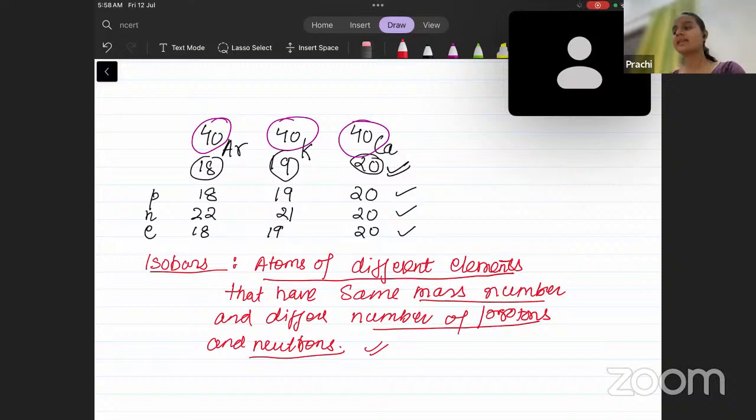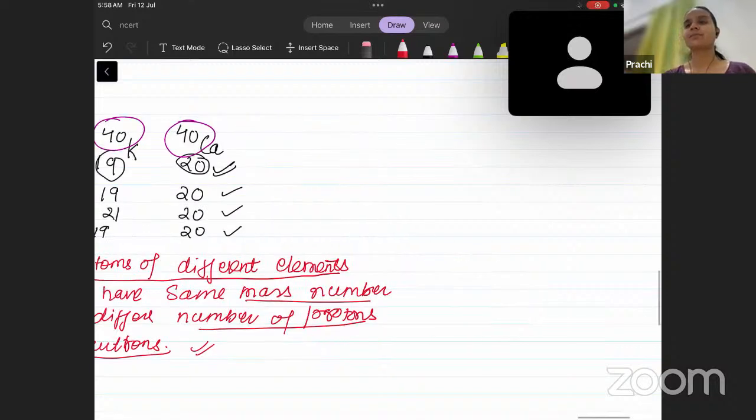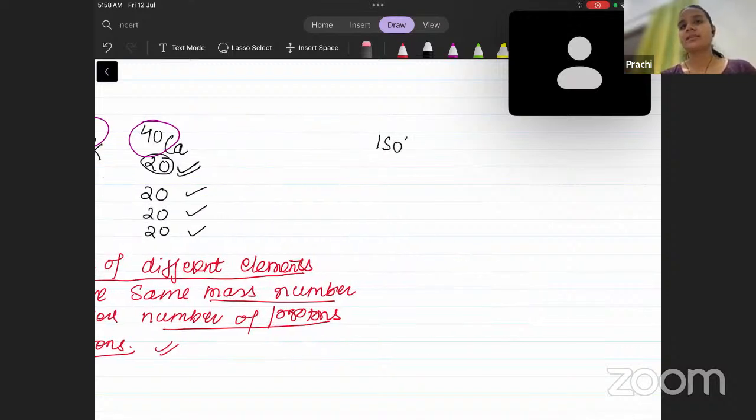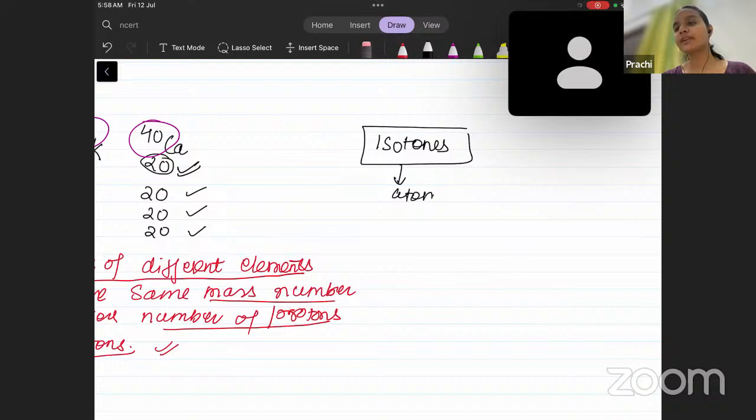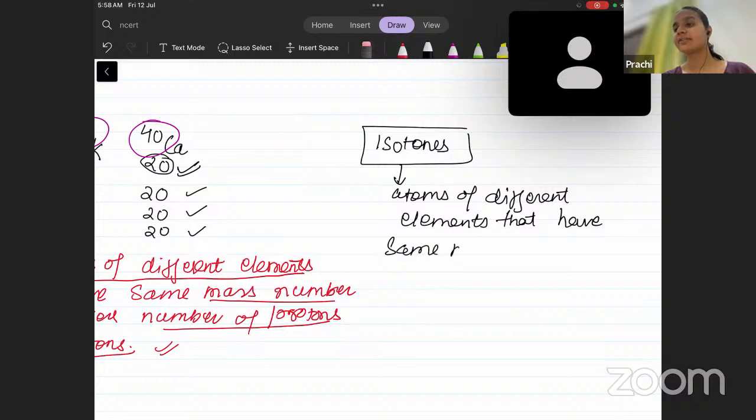So if this is clear, then finally we have to see isotones. Isotones are also atoms of different elements. They are atoms of different elements that have the same number of neutrons.